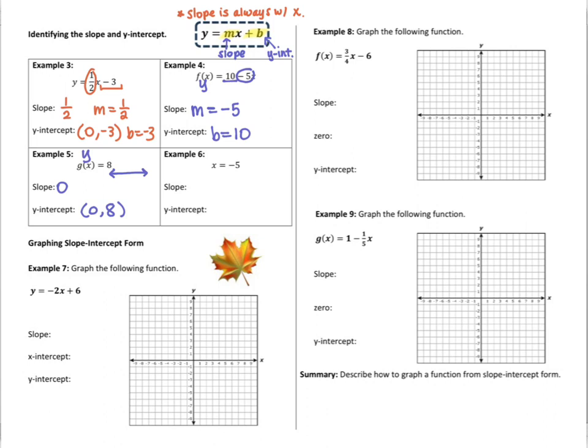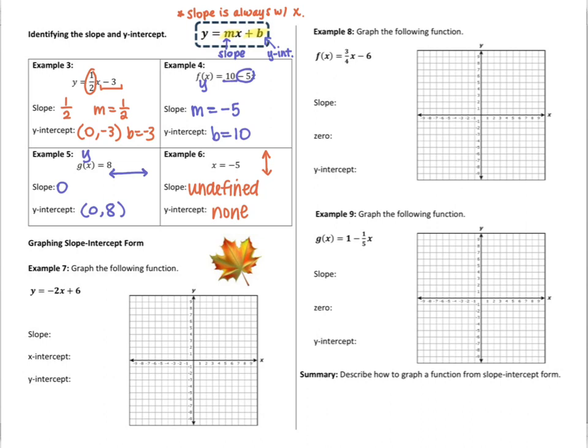Example 6, if it just says x equals 5, well, if y equals something was a horizontal line, then maybe x equals is a vertical line. And if you think back to Mr. Slopeman, we actually drew those features, an x and a y, in the Mr. Slopeman face, so you could see. And that means its slope is undefined. So if you have x equals, the slope is undefined, and when you have an undefined slope, you don't have a y-intercept. It's not going to cross, unless, of course, it's on the y-axis, but it's not.